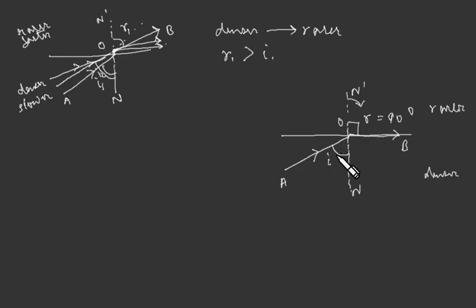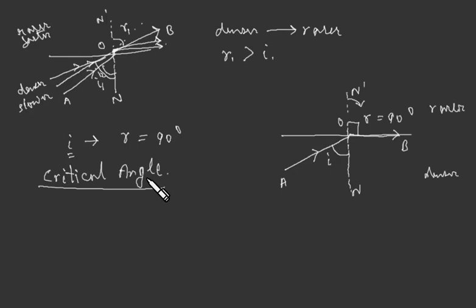So the angle of incidence for which the angle of refraction becomes 90 degree, this angle is called the critical angle. Alright. So critical angle is the angle of incidence for a ray while moving from the denser to the rarer medium, for which the angle of refraction becomes 90 degree. That's called the critical angle.